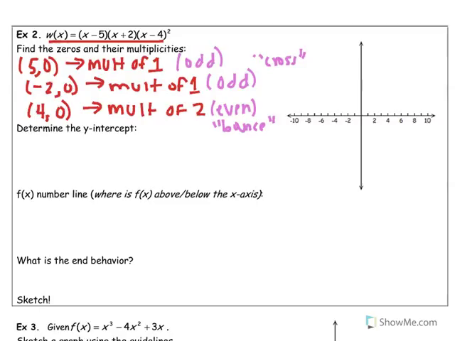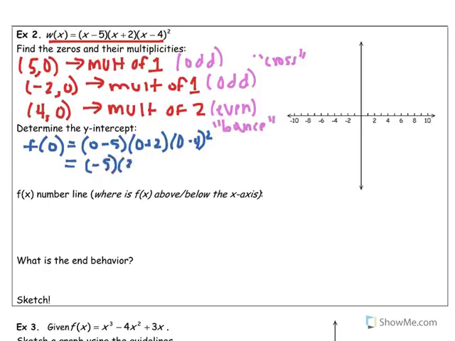Okay, so now that I've found the zeros and the multiplicities, my next step is to figure out our y-intercept. So again, that's evaluating f of 0, and I get 0 minus 5 times 0 plus 2 times (0 minus 4) squared. Simplifying that, we get negative 5 times 2 times (negative 4) squared, which simplifies down to negative 160. So my y-intercept is (0, -160).